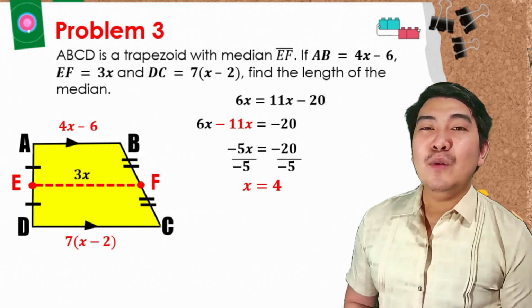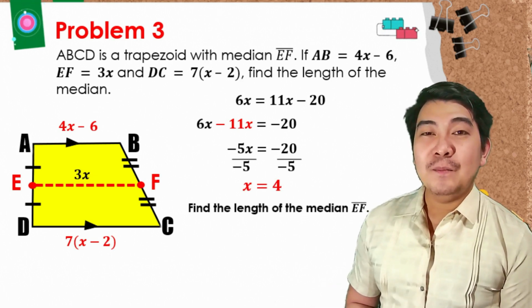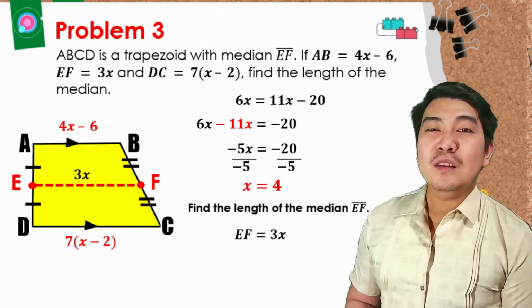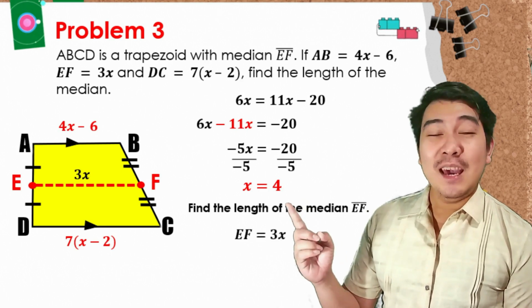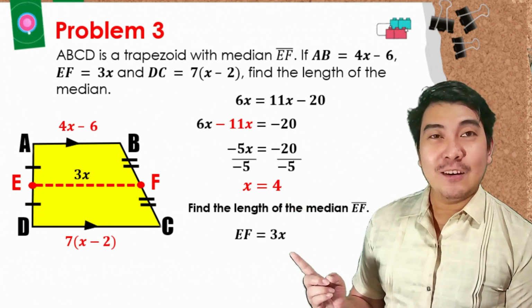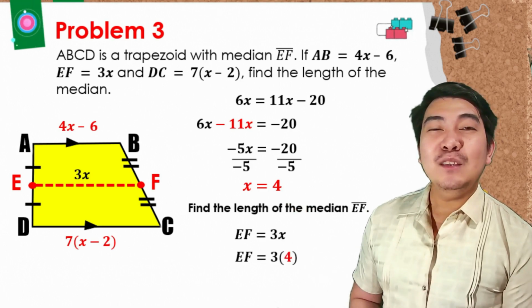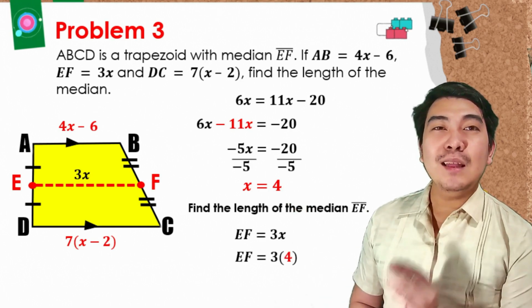The next thing to do is to find the length of the median. Since the median is equal to 3x and we have obtained the value of x, we just need to substitute it here. If that will be the case, we now have EF is equal to 3 times 4.